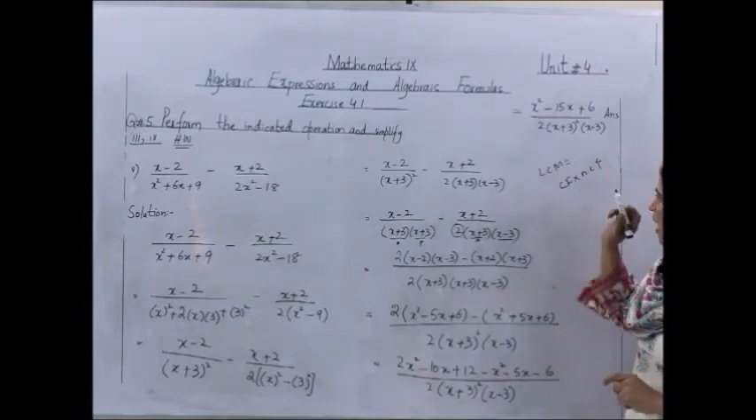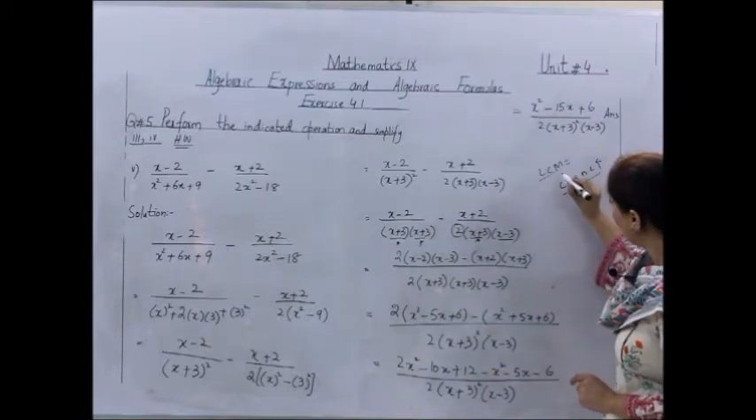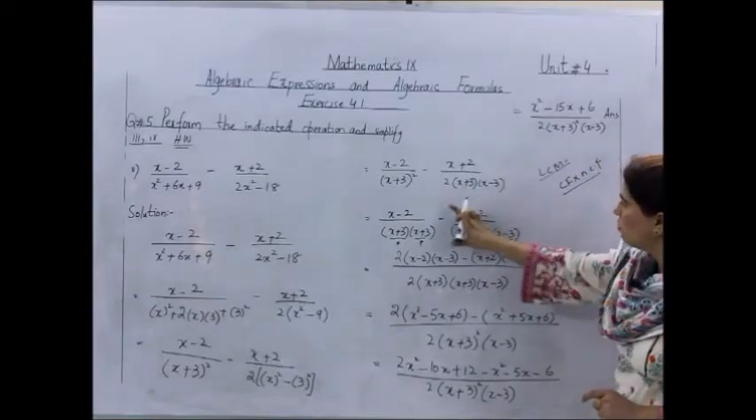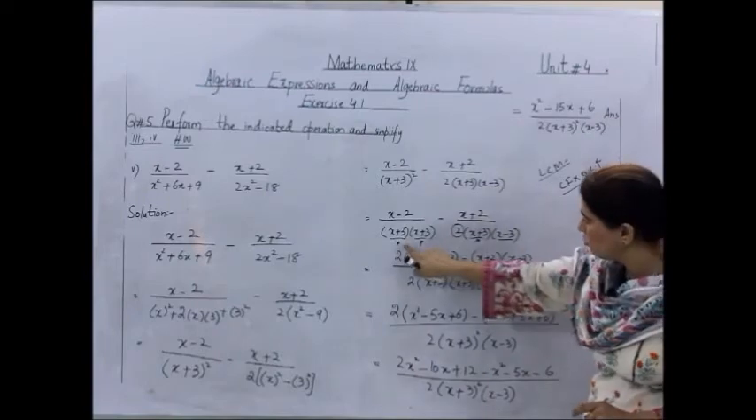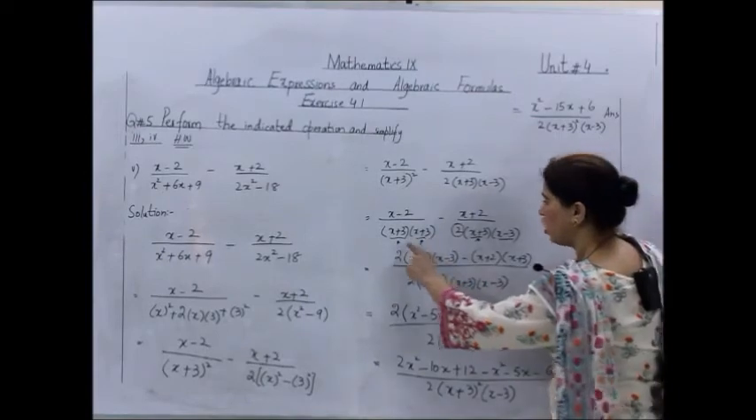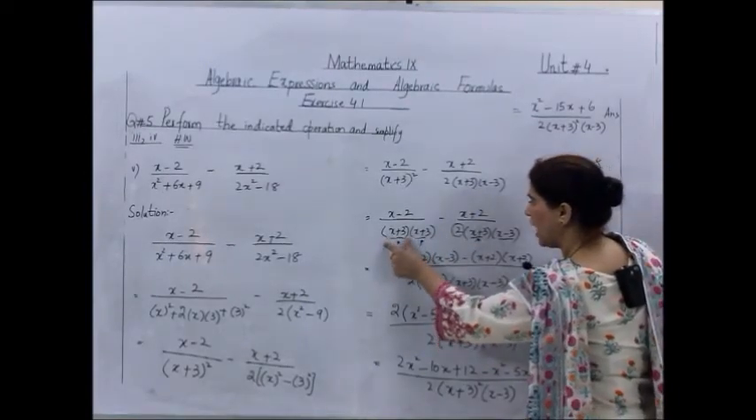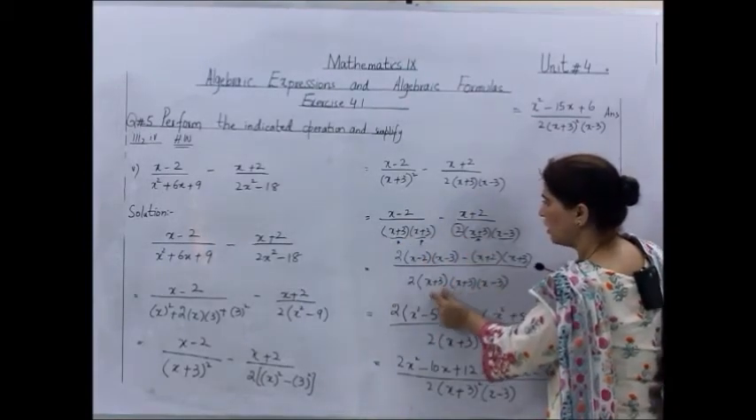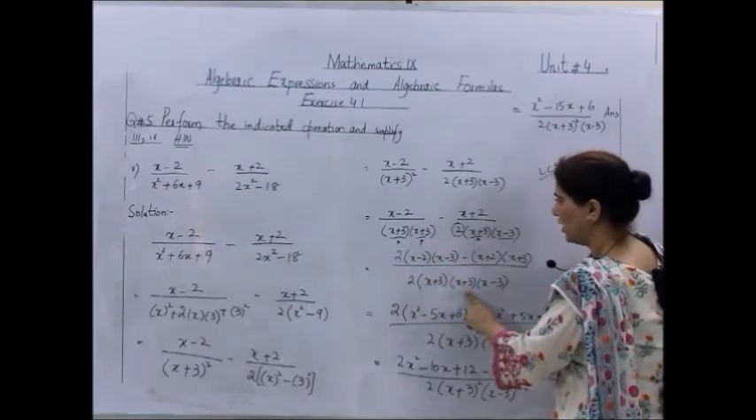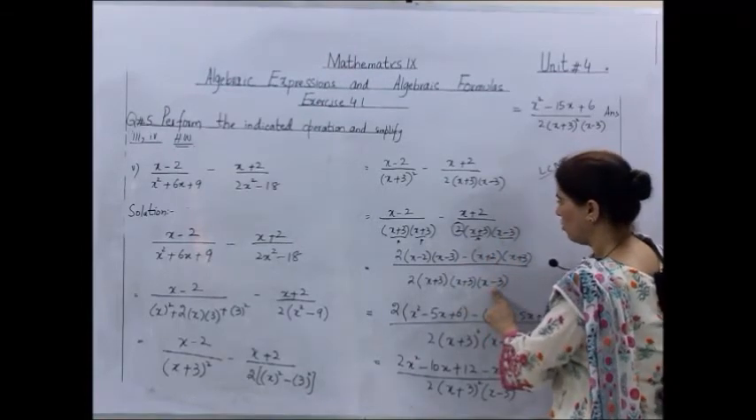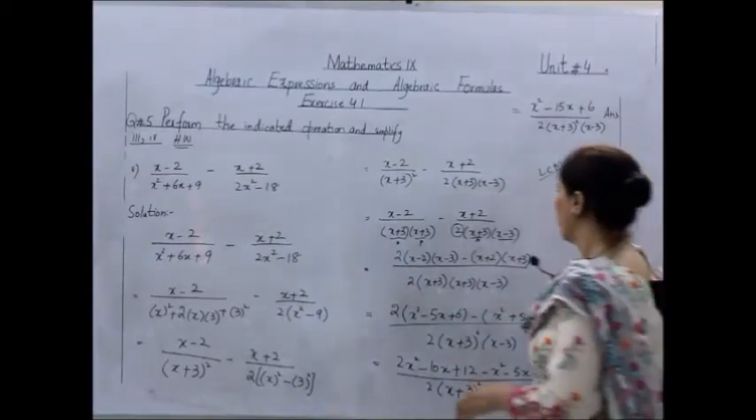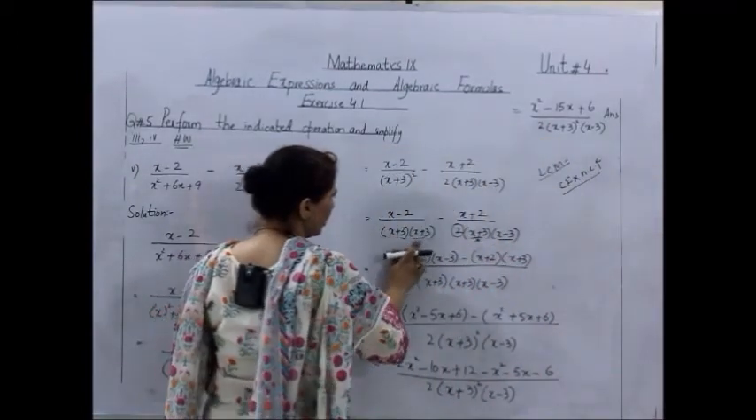Again I repeat, as this is a rational expression in p by q form, we have to take the LCM. For the LCM we take common factors multiplied by non-common factors. The common factor in these two expressions is x plus 3. The remaining x plus 3 is non-common, so we will also write it, and x minus 3 is non-common, and 2 is also a non-common factor.